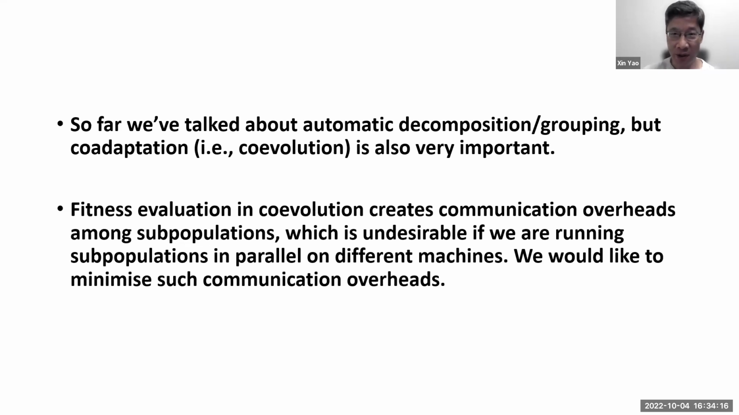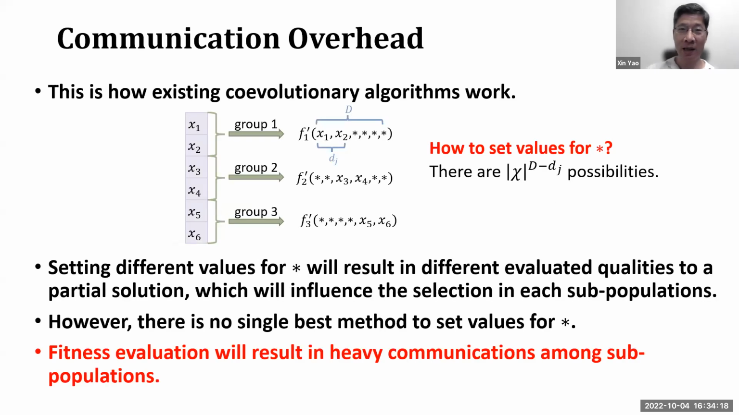Let me show you this diagram in terms of the co-evolutionary algorithm. Within this diagram, I have an artificial example. Suppose I have a so-called large problem with 6 variables. And then I decompose this larger problem into 3 smaller ones, or 3 components: group 1, group 2, and group 3. For each group, I have a subpopulation. I can use an evolutionary algorithm to solve it.